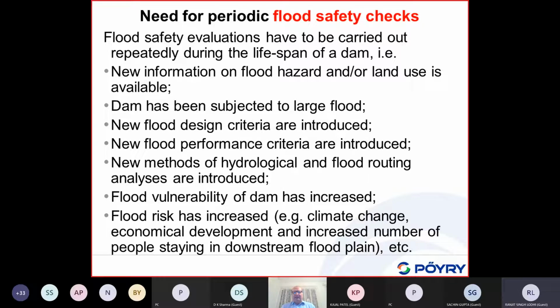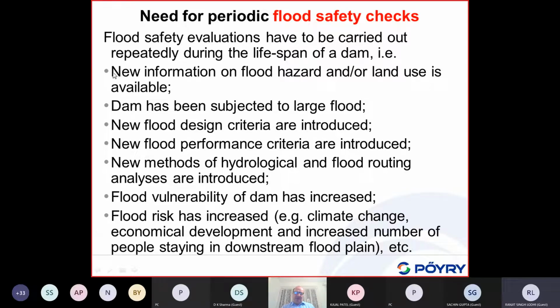Okay, now if we look into the update of this design criteria, let me say in a 5 year period, I would like to give a few ideas about why we need periodic safety checks for some of the natural hazards. I will just list it briefly.